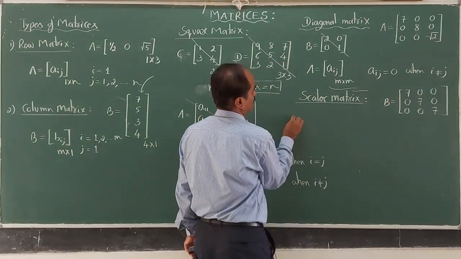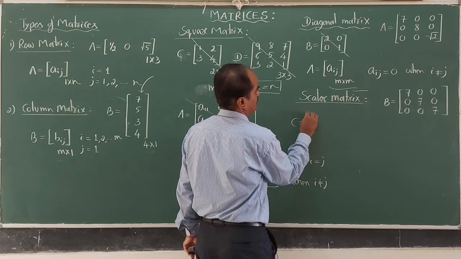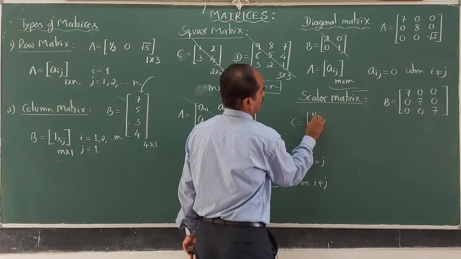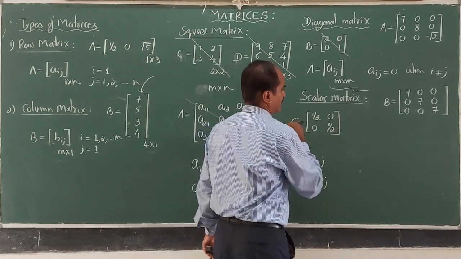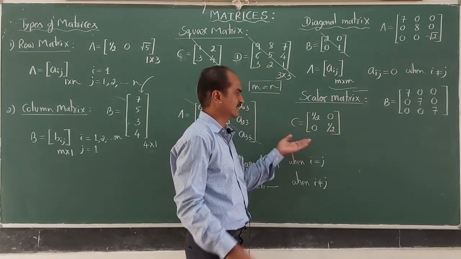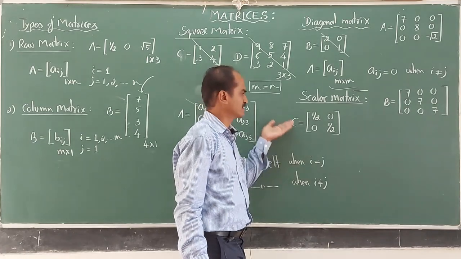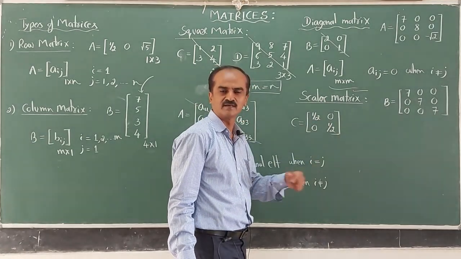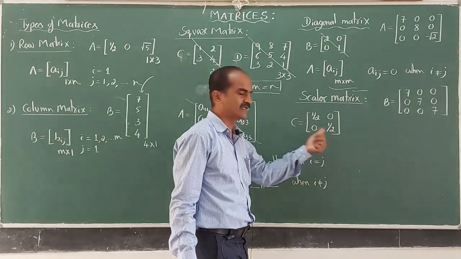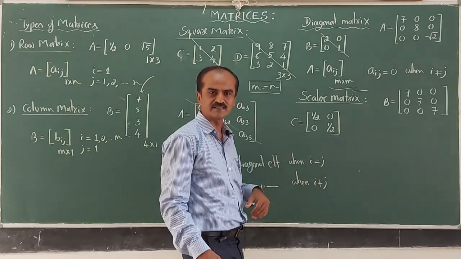Let me write one more. Say matrix C equal to, I write half, 0, 0, half. Clearly it is an example of scalar matrix because it is a diagonal matrix and each of the diagonal elements are same. That number is 1 by 2. Therefore it is a scalar matrix.